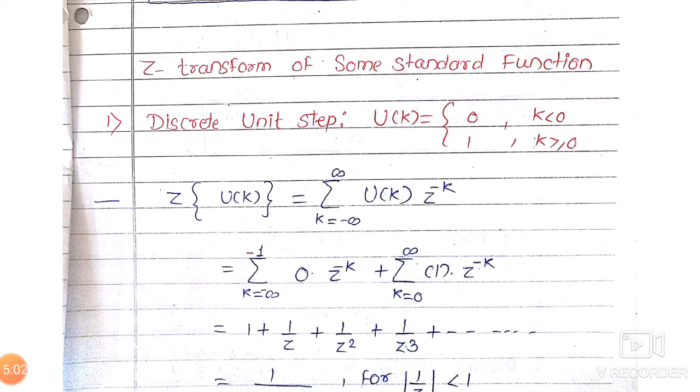So z of u of k is equal to summation k is equal to minus infinity to plus infinity u of k z raised to minus k. Instead of f of k, what changes here? U of k. So now let's split the summation. K is taking minus infinity to plus infinity, but u of k is given in two ranges, k less than 0 and k greater than equal to 0. So again there is an adjustment for the summation. So minus infinity to plus infinity can be split as minus infinity to minus 1 and 0 to infinity.